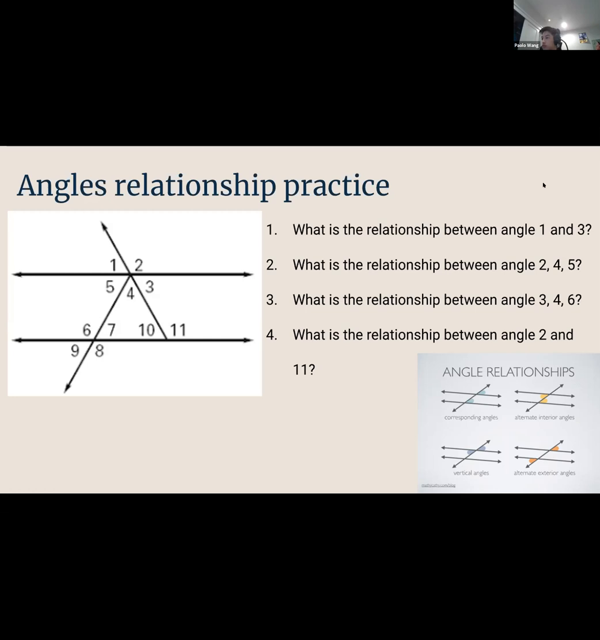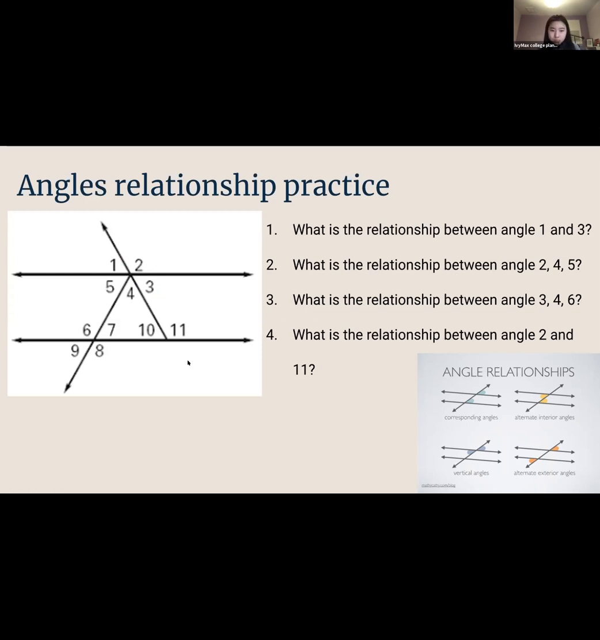Oh, okay. So what is the relationship between angle 1 and angle 3? So angle 1's over here and angle 3 is over here. So that means that these two are vertical angles. So yeah, that just means they're congruent. Okay. Do you want me to do the other ones or? Well, yeah, just number 2.